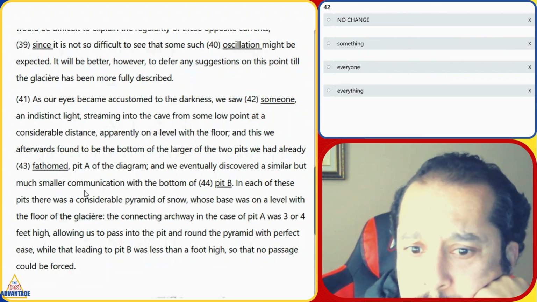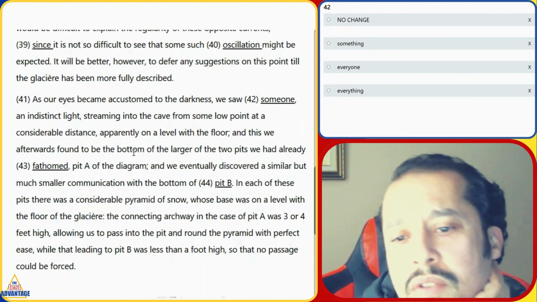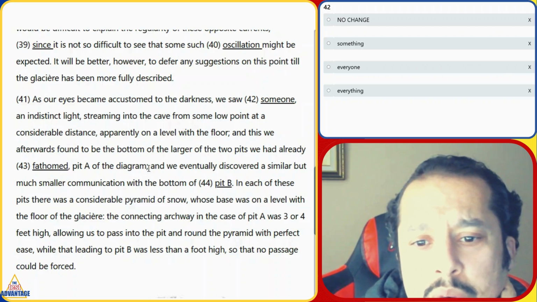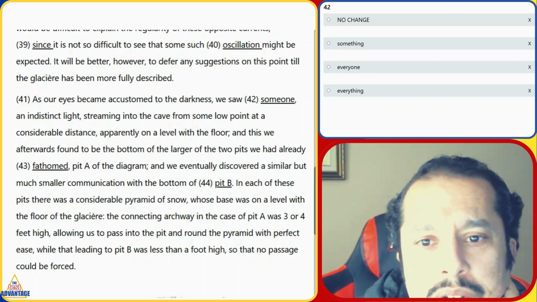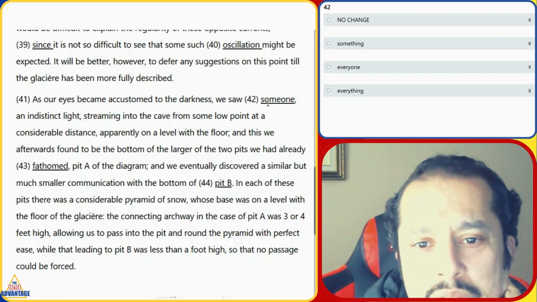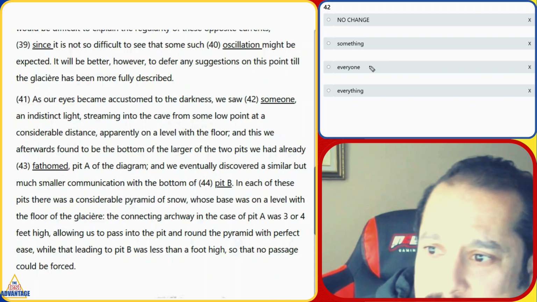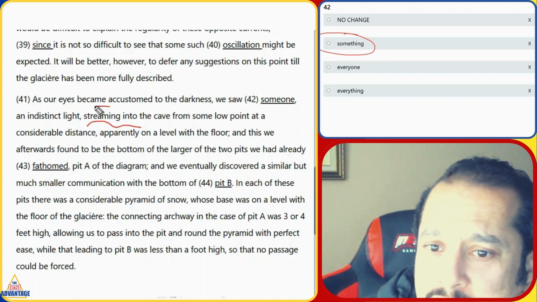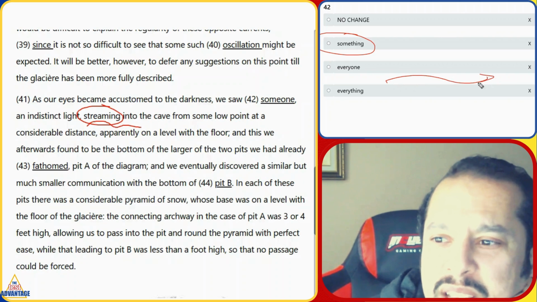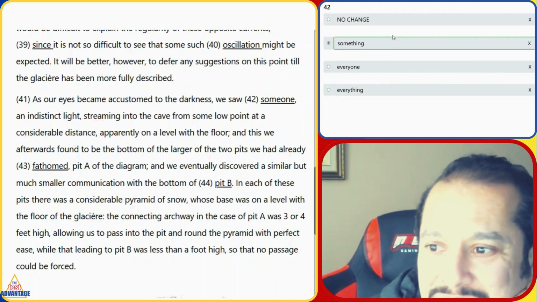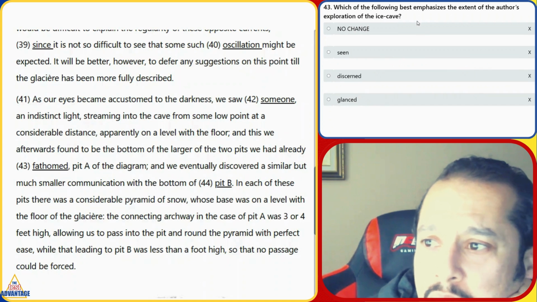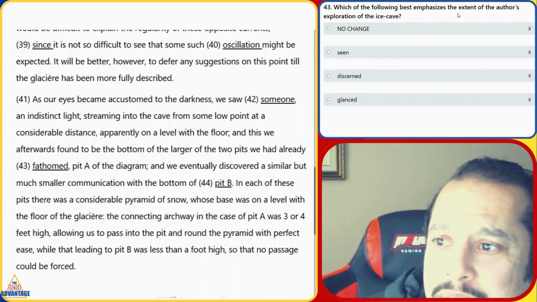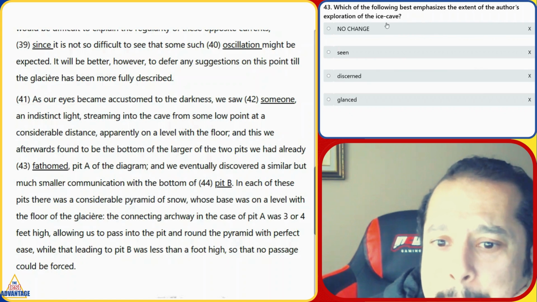Number 42. And this we afterwards found to be the bottom of the larger of the two pits we had already fathomed. I'm looking at the wrong one. 42. As our eyes became accustomed to the darkness, we saw someone, an indistinct light, streaming into the cave from some low point. I mean, we didn't see someone. That could have been Adam. We saw something streaming into the cave. It's like flying into the cave. So we saw something.